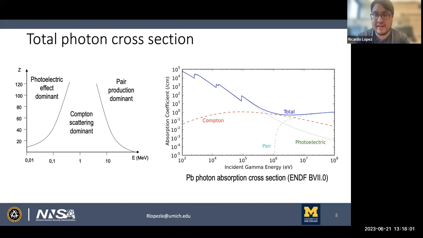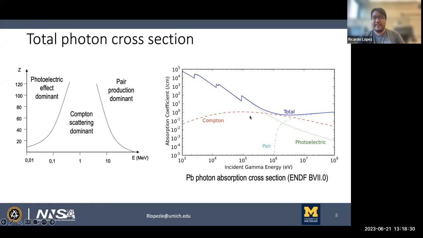However, we can break it down into the individual interactions, where this red dashed line is the cross section for the Compton scattering interaction. The aquamarine color is the pair production, and the photoelectric is in green with dots. So there are a couple of noteworthy things that we can discuss here.